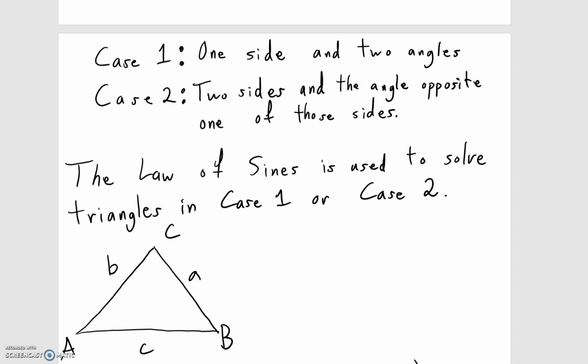Your textbook talks about 4 cases being presented for triangles with some given information. In section 6.5, you're going to be given triangles that fall into one of 2 cases. Case 1, you are given one side and 2 angles. So you know explicitly one side and 2 angles of a triangle. The second case, case 2, you are given 2 sides and an angle that is opposite one of those sides. For the triangles in cases 1 or 2, the law of sines is used to solve these triangles.